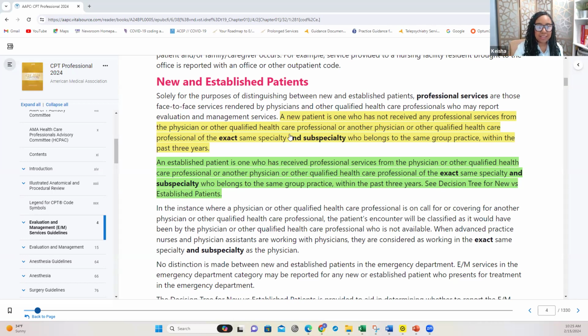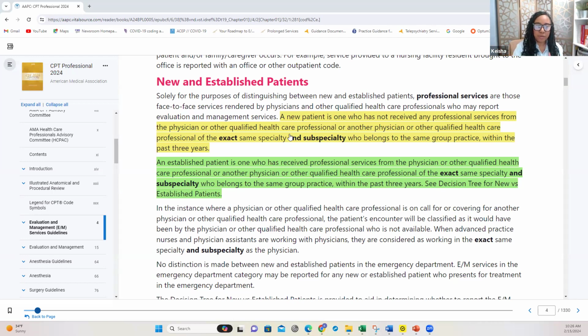So the patient was not seen in the past 3 years, right? They were seen within the last 3 years. And actually, they were seen last year. So this would be considered an established patient.